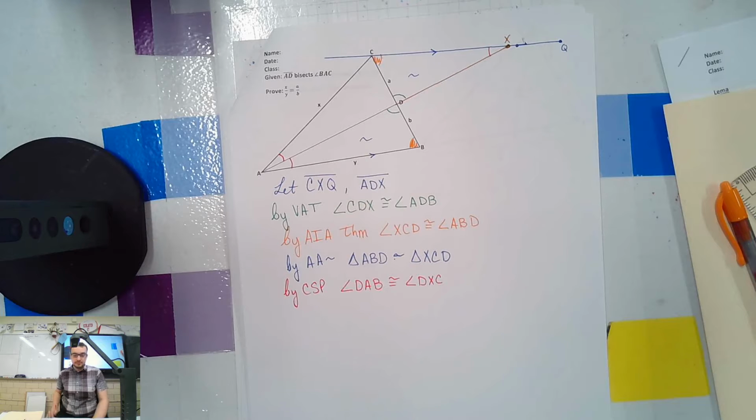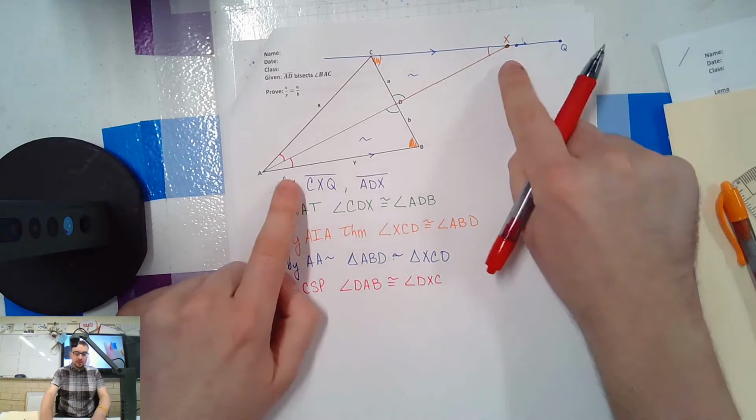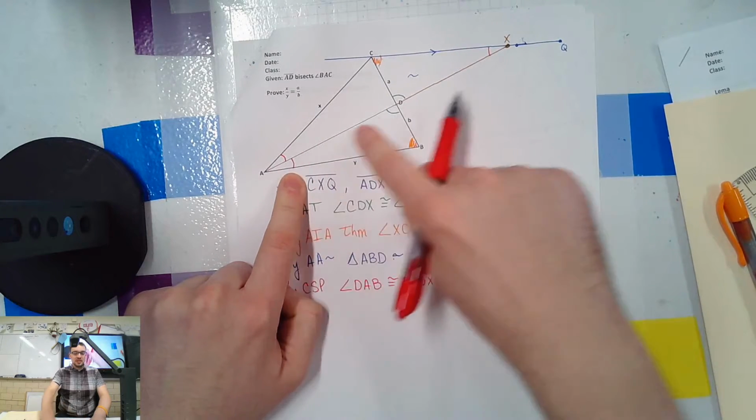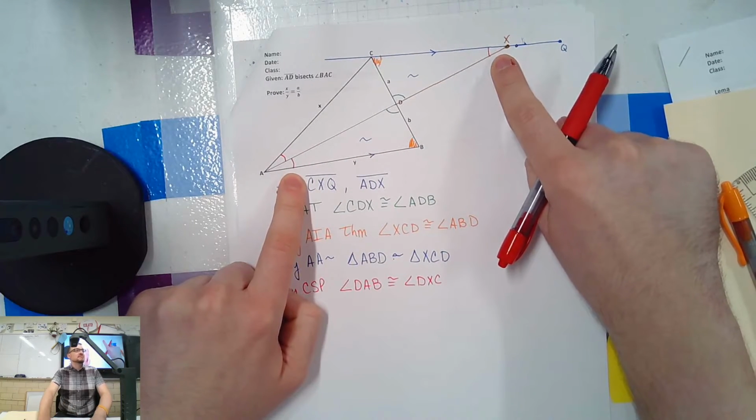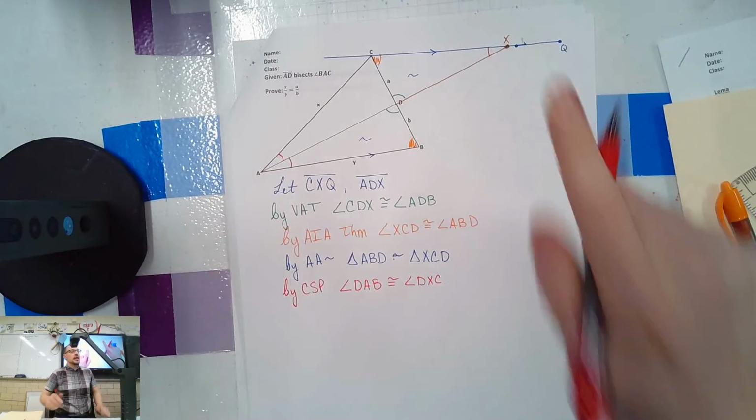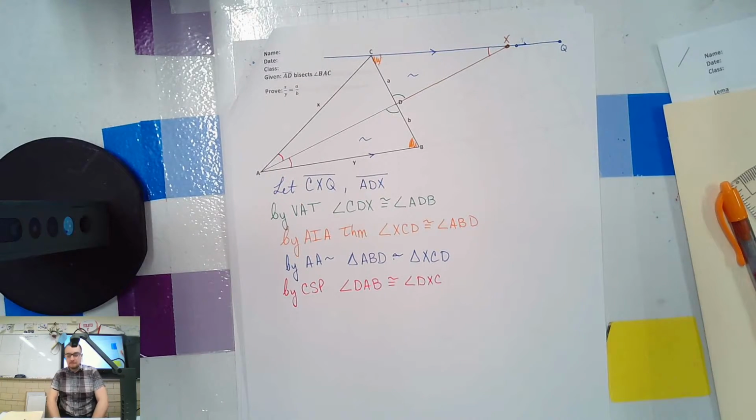Now, spoilers. Aren't these already alternate interior? Big transversal, right? But whatever. You can do it a lot faster just to get that. Because once we have this, what do we have? BC. They're similar because same angles.